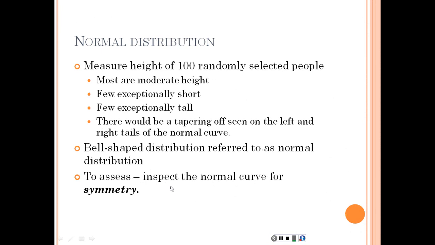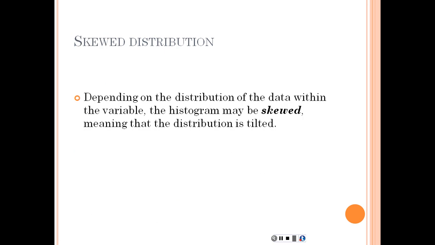So again, to assess, inspect the normal curve for symmetry. Now sometimes, of course, in real life, data is not perfect. Data will not always fall within that normal range. There will not always be a normal curve. Data will not always be normal. So sometimes our data are skewed. We have skewed distributions.